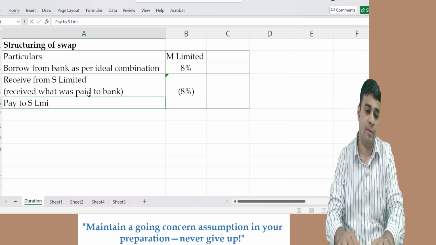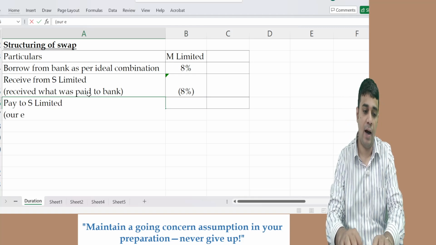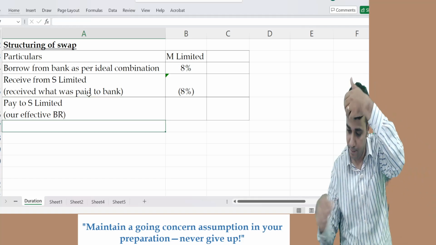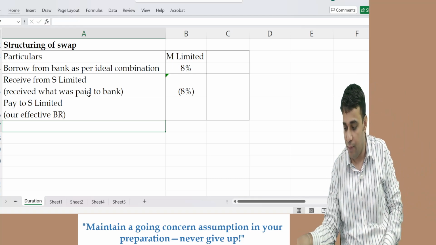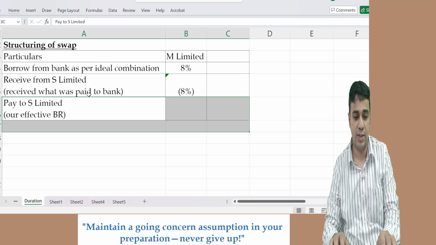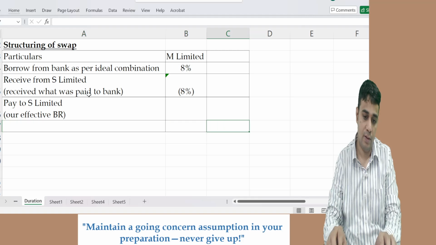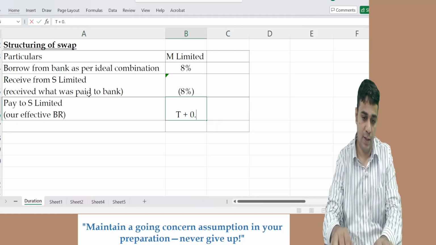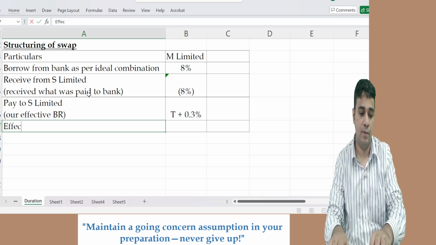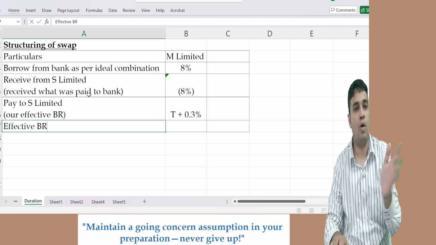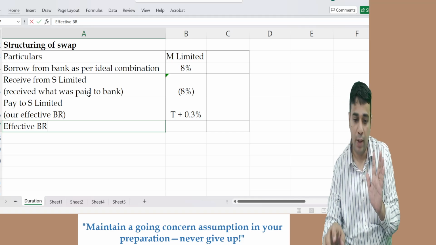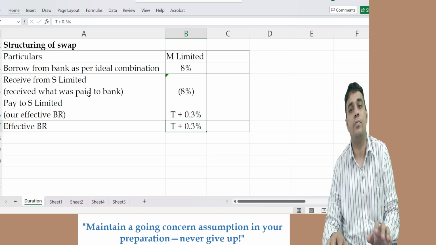Pay to S Limited, in brackets, our effective borrowing rate. We calculated the effective borrowing rate. Tell me, what is the effective borrowing rate of this company? T plus 0.3%. Finally, the effective borrowing rate: 1 and 2 got cancelled. 3 obviously will be our effective borrowing rate.